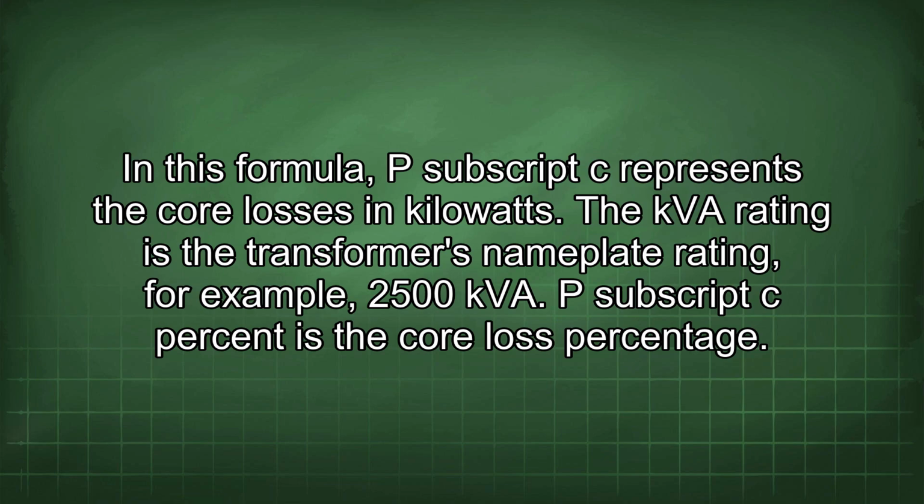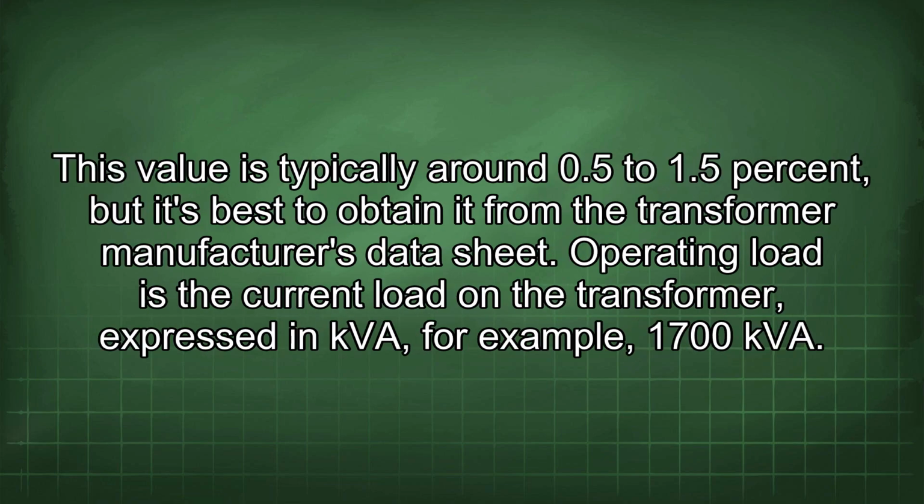The kVA rating is the transformer's nameplate rating, for example 2500 kVA. P_C percent is the core loss percentage. This value is typically around 0.5 to 1.5%, but it's best to obtain it from the transformer manufacturer's datasheet. Operating load is the current load on the transformer, expressed in kVA, for example 1700 kVA.